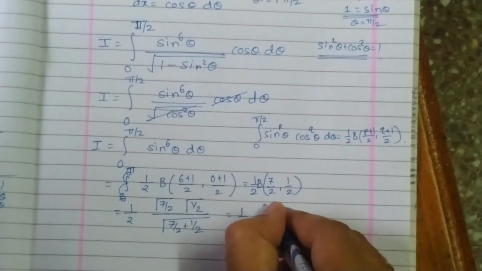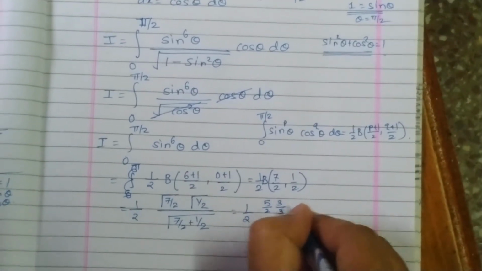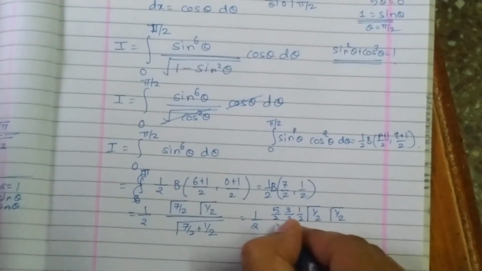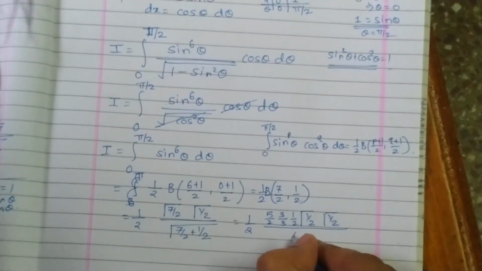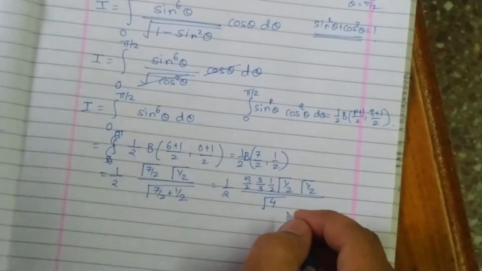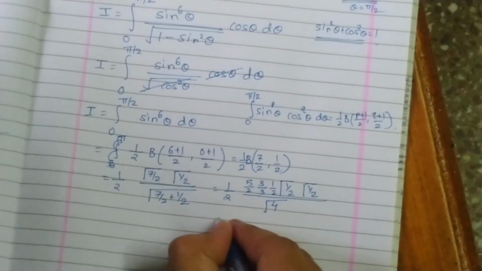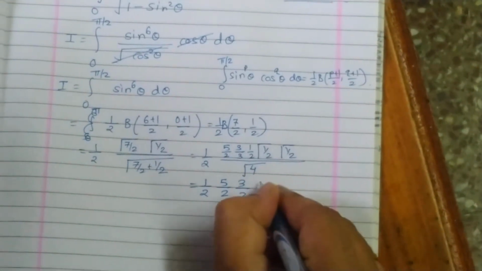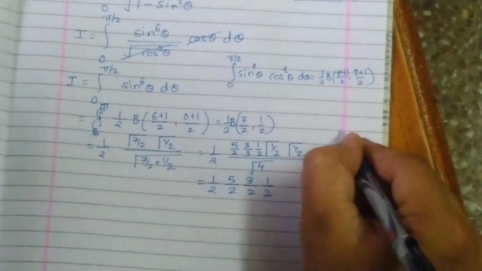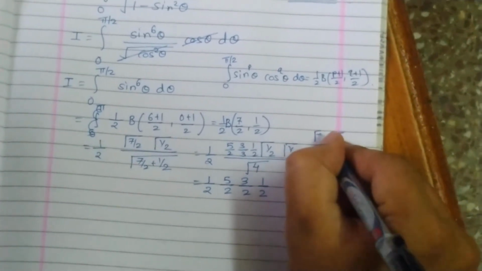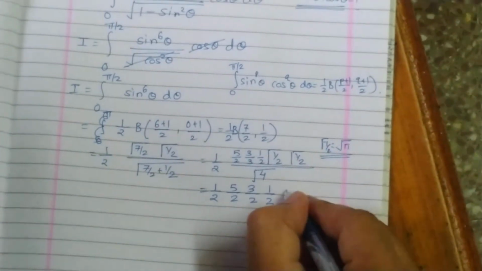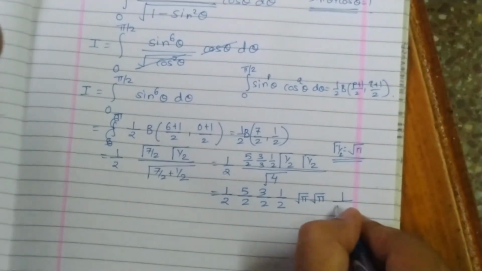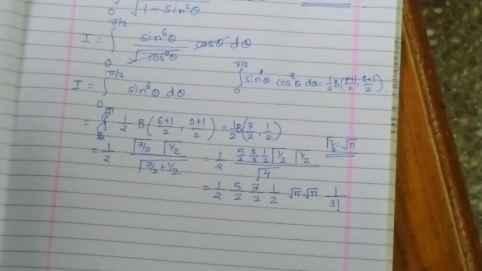Gamma of 7 by 2 can be replaced as 5 by 2 into 3 by 2 into 1 by 2 into gamma of 1 by 2. Gamma of 1 by 2 will be kept as it is, divided by gamma of 4. Gamma of 4 means 4 minus 1 factorial, that is 3 factorial. So this is 1 by 2 into 5 by 2 into 3 by 2 into 1 by 2. Now gamma of 1 by 2 is replaced by square root of pi. This is the standard value. So we replace it by root pi into root pi into 1 upon gamma 4. Gamma 4 is 4 minus 1 factorial, that is 3 factorial.